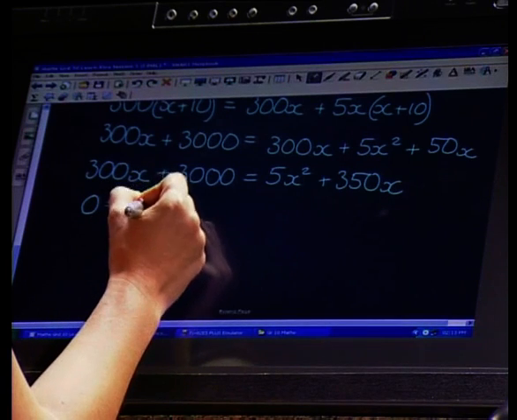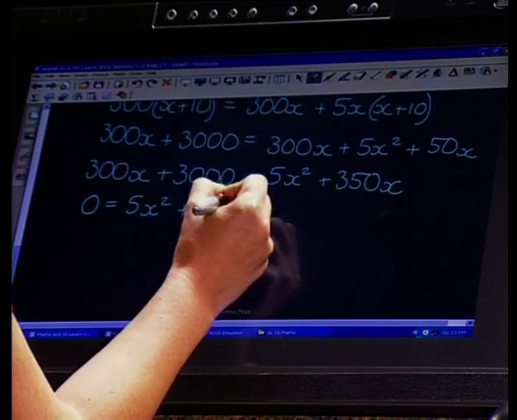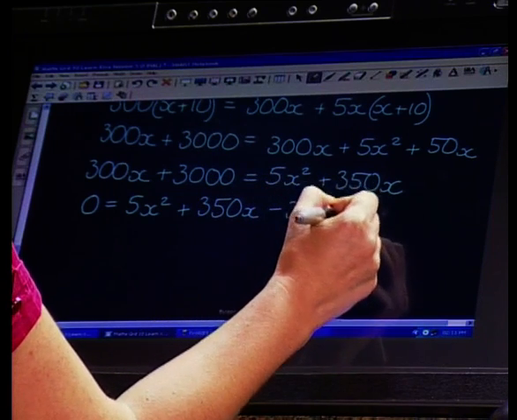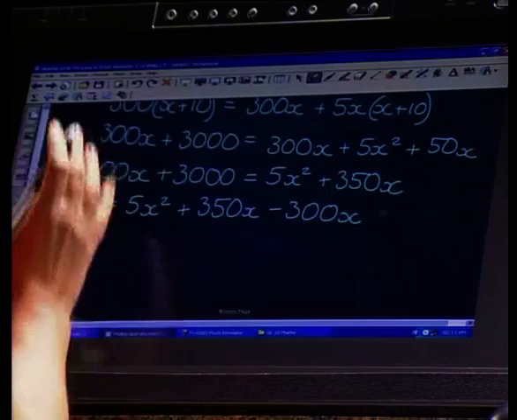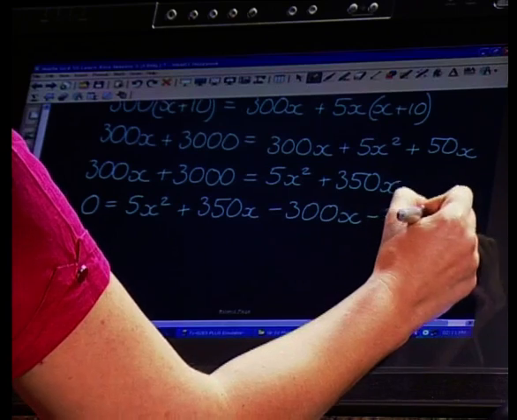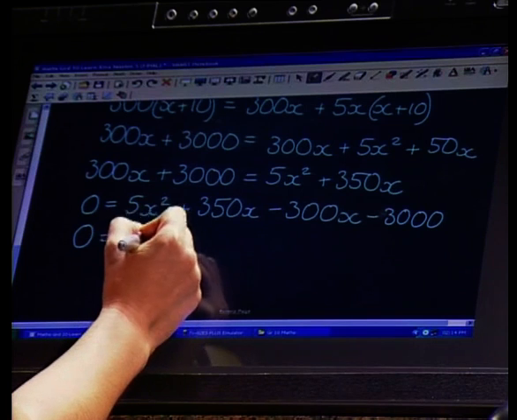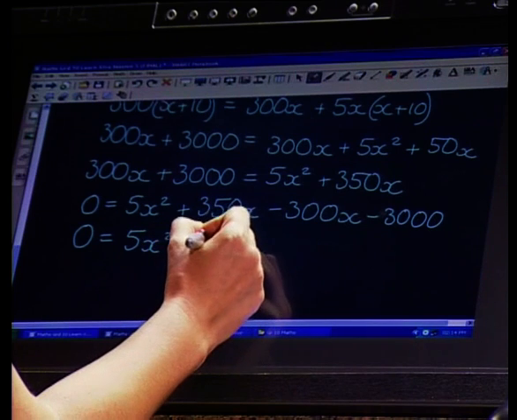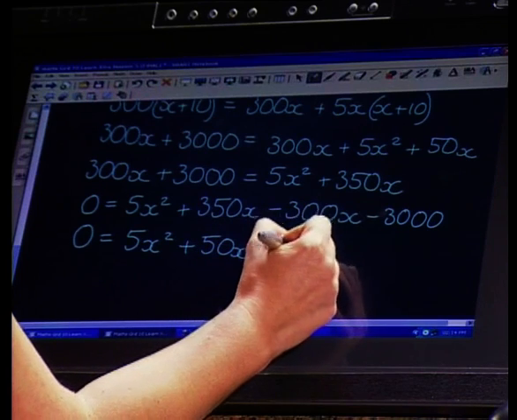I'm going to keep 5x squared where it's positive, and I have 350x in the same place, and I'm taking away 300x. How did that happen? Well, in order to move 300x from the left, I've got to actually subtract it from both sides. The same thing with the 3000. And now let's add our like terms. 5x squared stays the same, but now we have 50x and minus 3000.